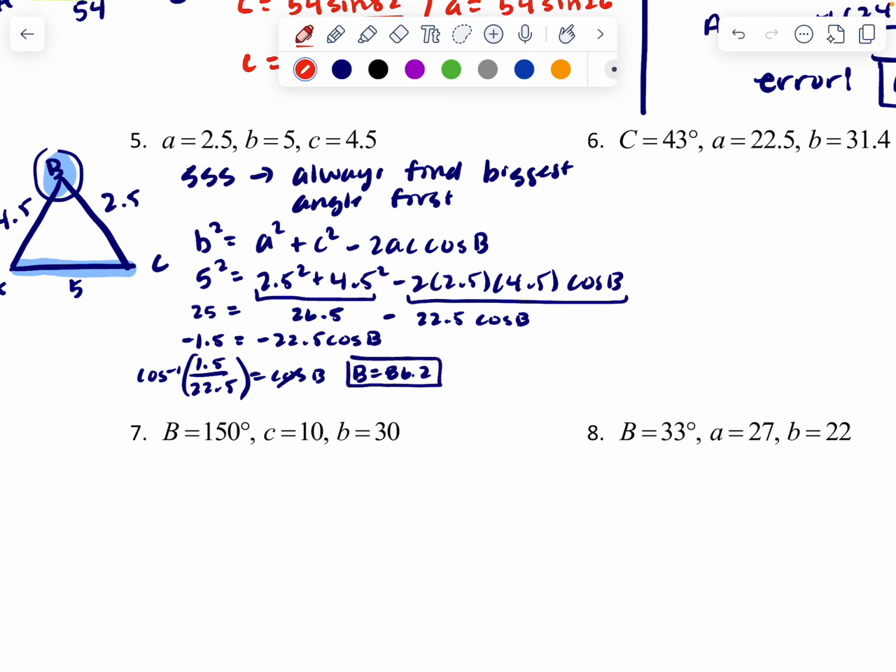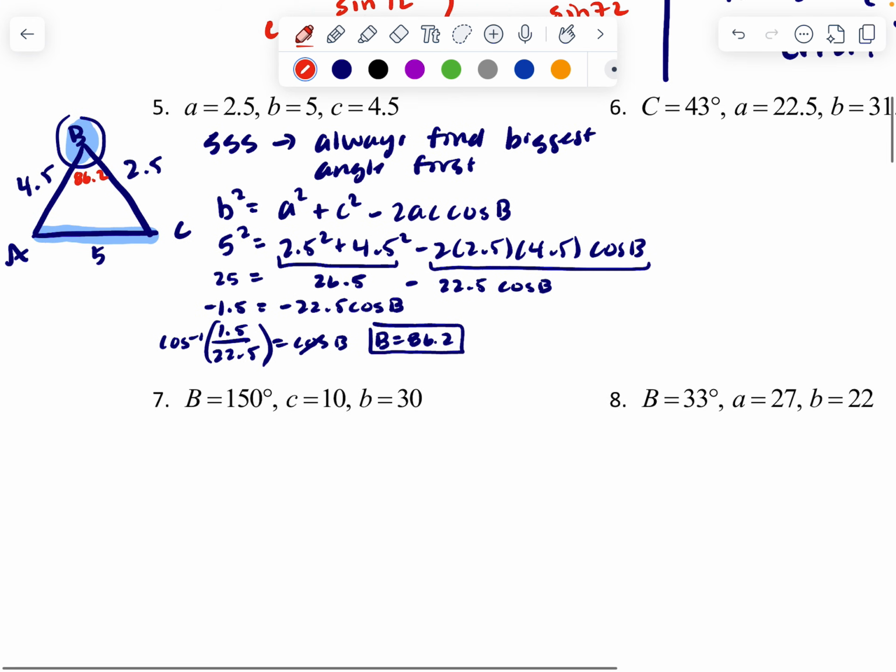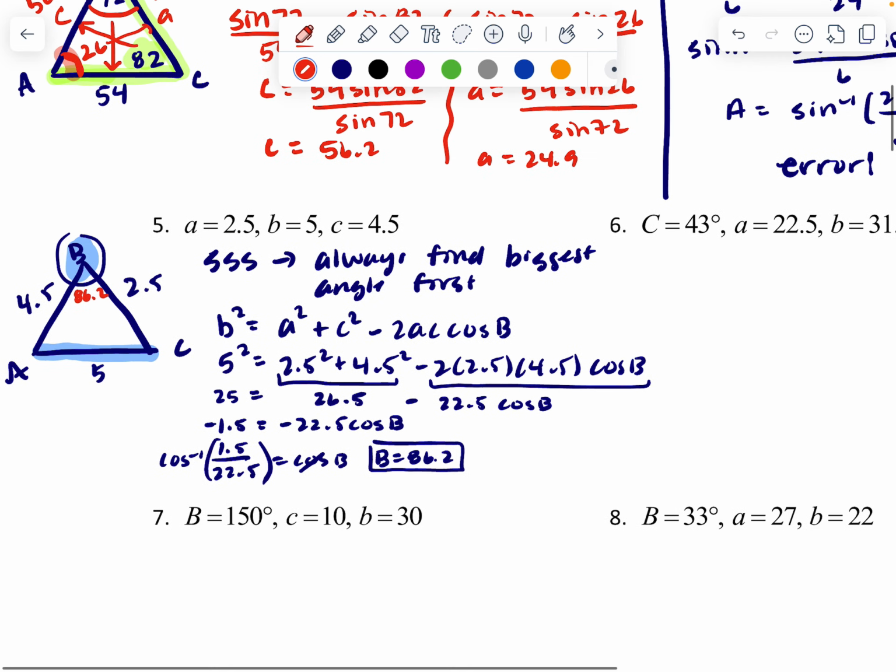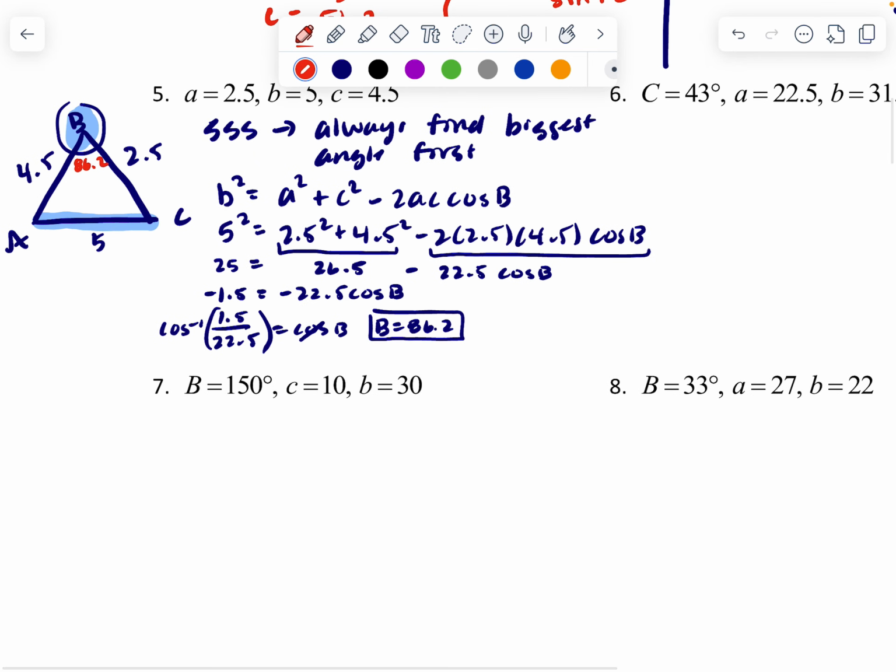Now that I have an angle, I do not have to use law of cosines anymore. I can use law of sines. So let's go ahead and do that. Sine of 86.2 all over 5 equals, and let's say I want to find angle C, so sine of C over its opposite side, 4.5.